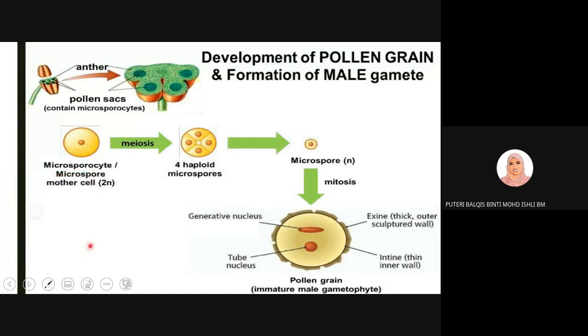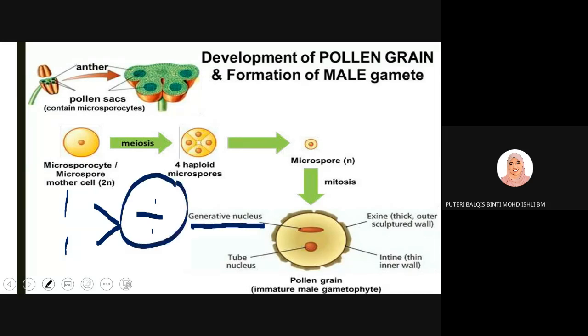Generative nucleus ni lah, this generative nucleus will divide by mitosis to produce 2 sperms. And this tube nucleus will produce the pollen tube.